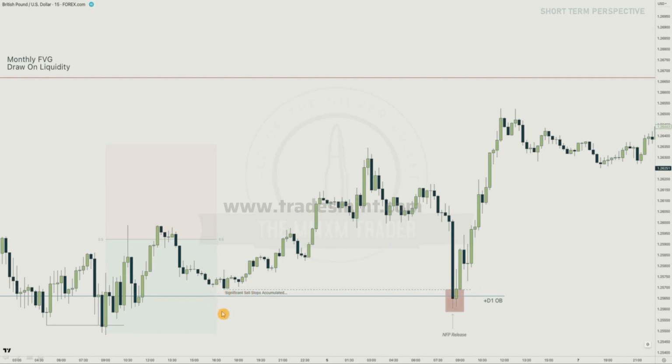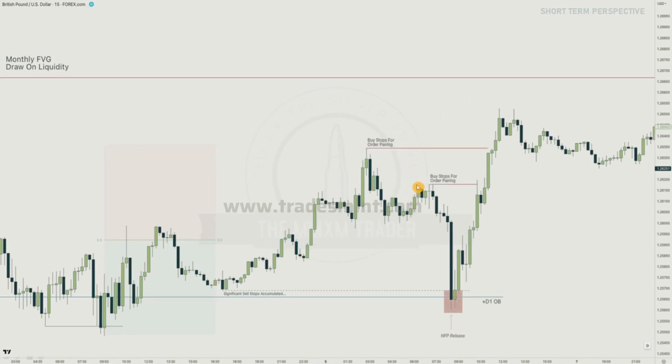So now we accumulated those significant sell stops, right? We have order pairing below it after that NFP release, dropping down into the daily discount order block, and then over here we can see order pairing happening and then continuation up. So how does that look like on a lower time frame, and can we even trade this, and is there an opportunity to get in to go for that monthly drawn liquidity, right? That monthly fair value gap.